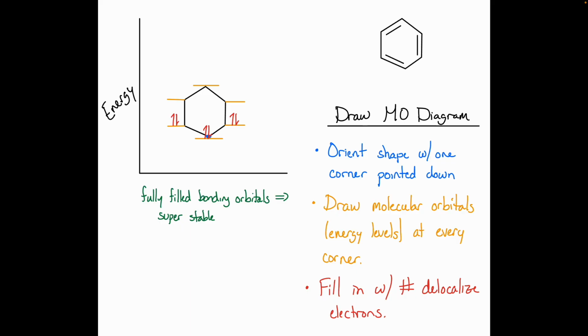All right, so to draw our molecular orbital diagrams, we're going to take whatever polygon we're working with, whatever our ring structure is, and we're going to orient it such that one of those corners is pointed down. Then at each one of our corners, we're going to draw these molecular orbitals, draw these energy levels, and then we're going to fill it in with the proper number of delocalized electrons. And what we're going to see is that for our aromatic compounds, we have these bonding orbitals, these lower energy orbitals that are nice and filled in, which makes that compound super stable.